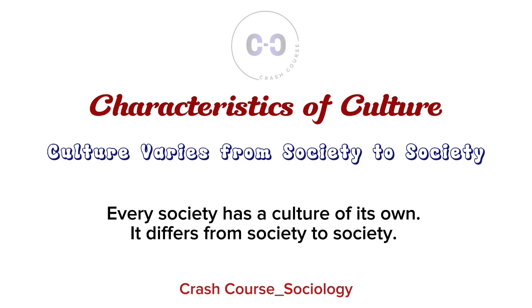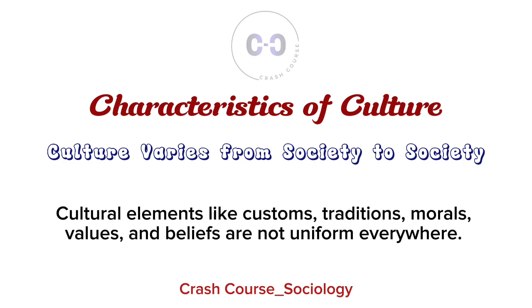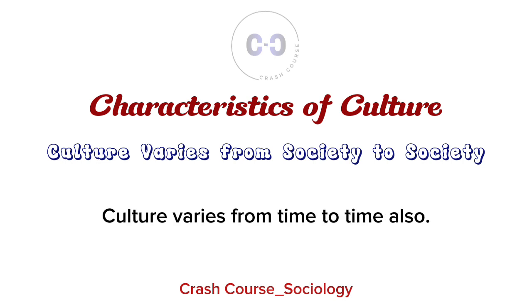Culture varies from society to society. Every society has a culture of its own. It differs from society to society. The culture of every society is unique to itself. Cultures are not uniform. Cultural elements like customs, traditions, morals, values, and beliefs are not uniform everywhere. Culture varies from time to time also.